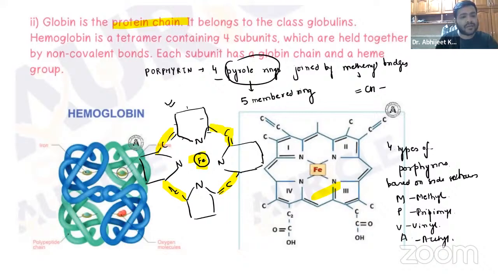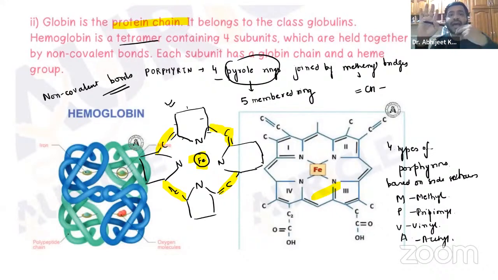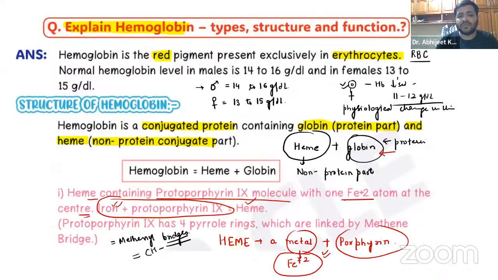And remember that hemoglobin is a tetramer, guys. It contains 4 subunits, which are held together by non-covalent bonds. And remember that each subunit has a globin chain and a heme group, right? How many subunits are there? 4. Each subunit will have one globin chain and a heme group, right? So that is about the main structure of the hemoglobin.